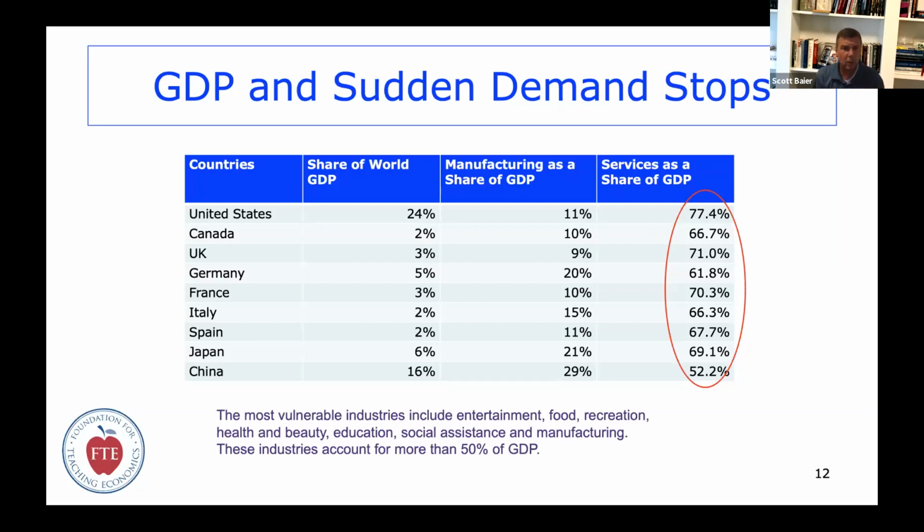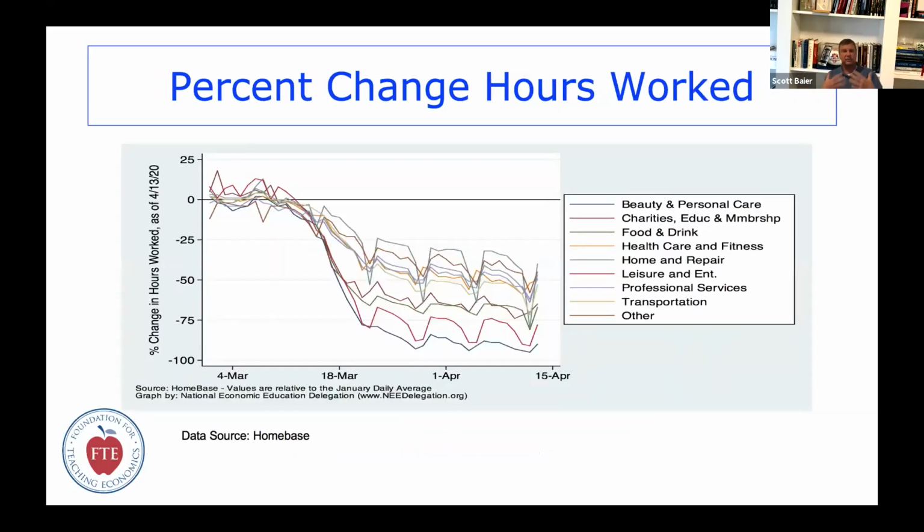So economists have looked at what are the most vulnerable industries and sectors. The most vulnerable are the entertainment sector, food, recreation, health, beauty, education, social assistance, and manufacturing ends up being very sensitive to this as well, because a lot of manufacturing relies on services that support manufacturing. If you add all of these up, just this small list accounts for more than 50%. Well, let's see how this manifested itself in the data.